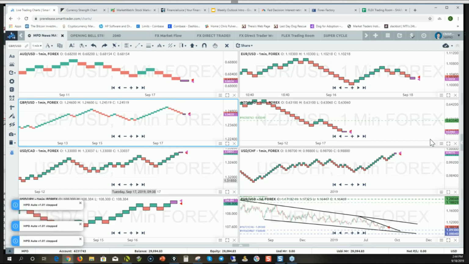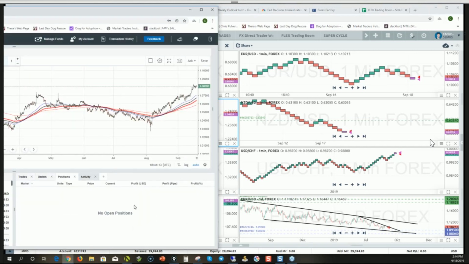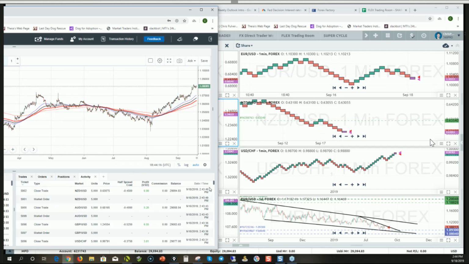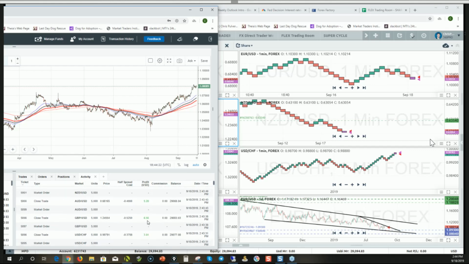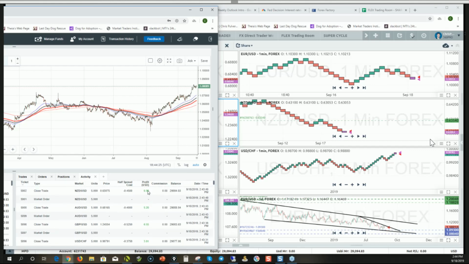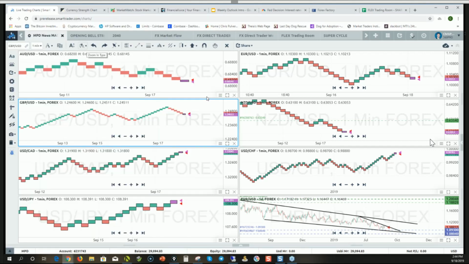Everything is stopped. And activity-wise, grabbing some dollars. I think the euro dollar is the only one that I've closed out essentially at break even. And then everything else was a small win. So it doesn't matter. It was just, hey, let's grab 30, 40, 50 pips, walk away. I'm happy with that. I always am.